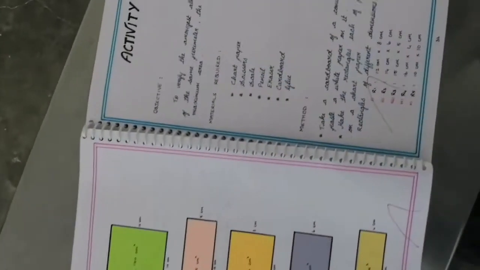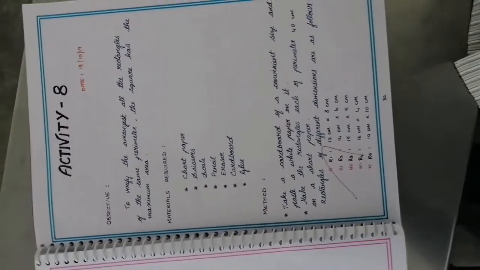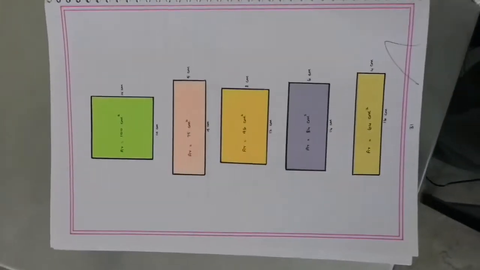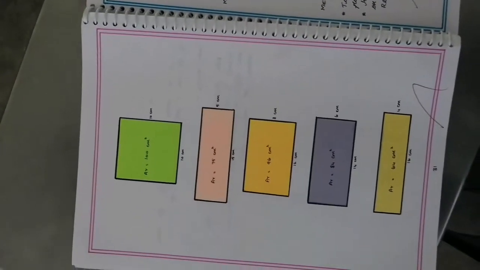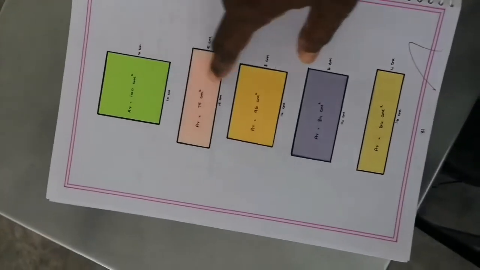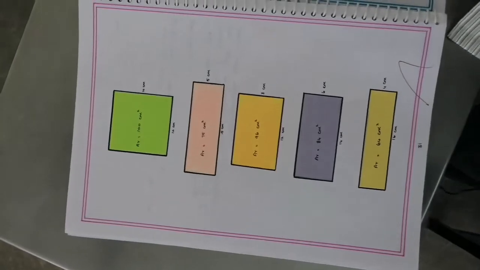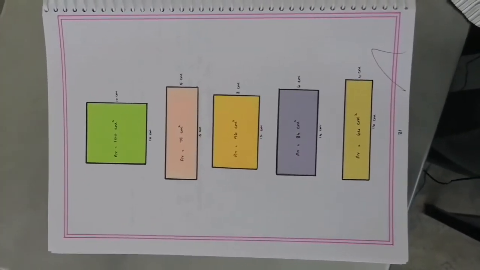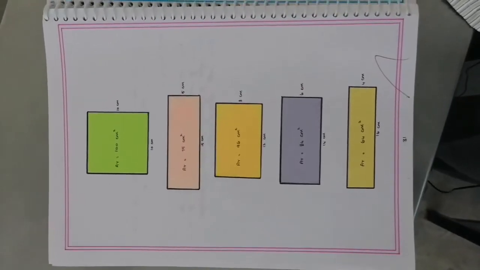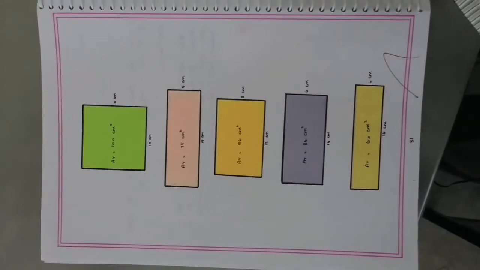The next activity, that is the 8th activity, is also related to maximum and minimum. When we are given a fixed perimeter, here they have taken 40 centimeters as the perimeter. There are 5 rectangles drawn. Among all the rectangles we have to prove that the square has the maximum area. That concept we have done as an activity.